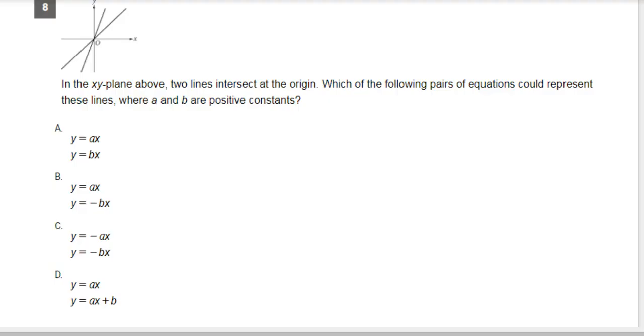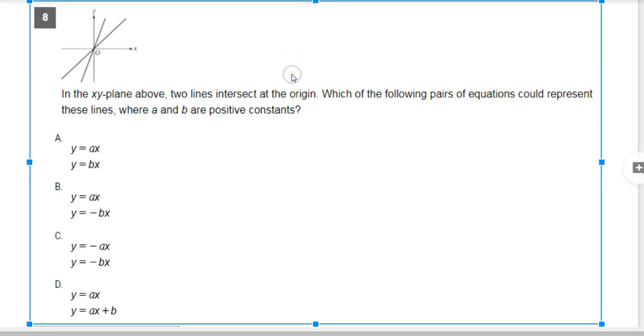All right, number 8, we have a picture there of two lines. It says in the XY plane above, two lines intersect at the origin. Remember that the origin represents 0, 0. So that word origin is just vocabulary for right there at 0, 0.